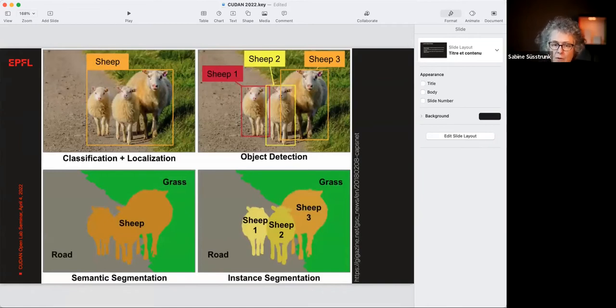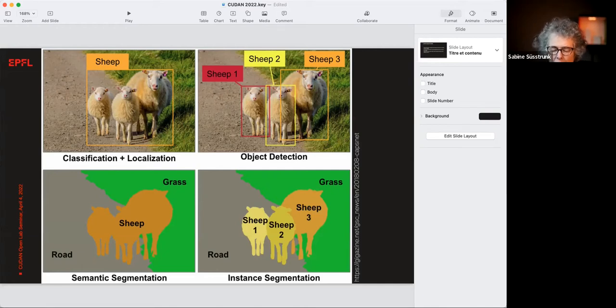Now, just for those of you who are not that familiar with computer vision terminology, what I showed you with YOLO was basically classification and localization. So on the upper left-hand image, you see the 3 sheep. We localized the sheep and then we classified them. That's basically what the bar and the name would be. Now, a little bit more complicated is object detection, where you would find each sheep separately. Then the next step up in complexity would be semantic segmentation, where every pixel is annotated with its semantic meaning, so road, sheep, grass. And then the last, the most complex one, is instance segmentation.